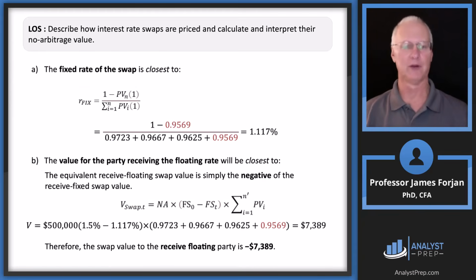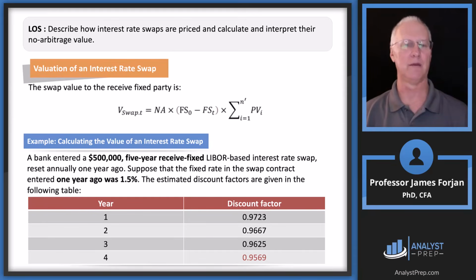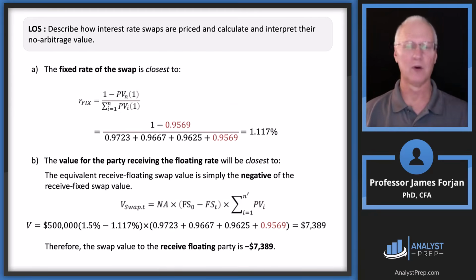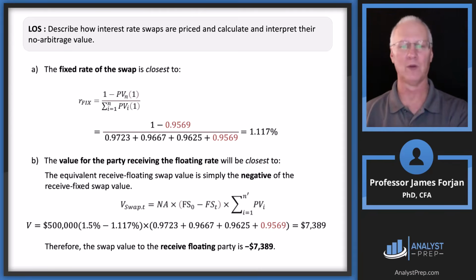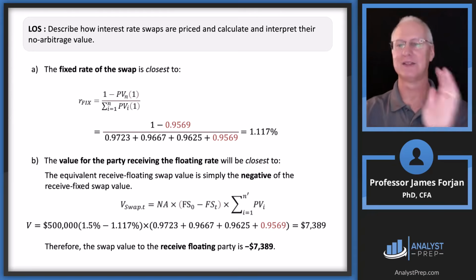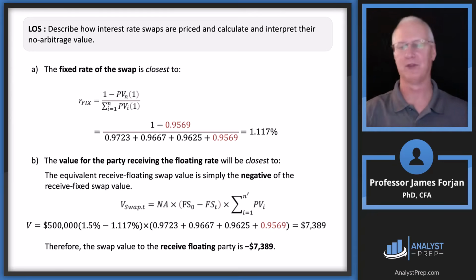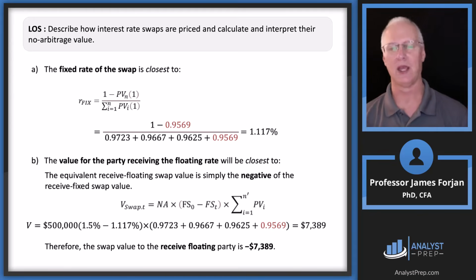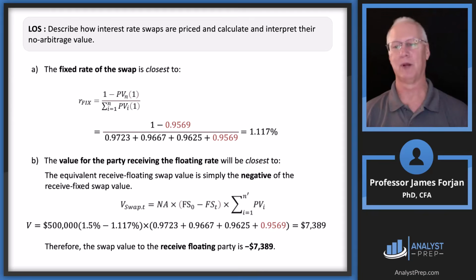So what are we going to do? Here, skip down to the very bottom. Look at the V right there. So there's the 500,000. That was the notional, right? Yep. So 500,000 notional. And we're going to subtract the original 1.5, right? Minus our new 1.117. And then we're going to multiply that by the sum of all of those denominators. And we get 73.89. And so what do we know? We know that the receive floating party is going to lose. So let's just put a minus sign in front of that. Minus 73.89.